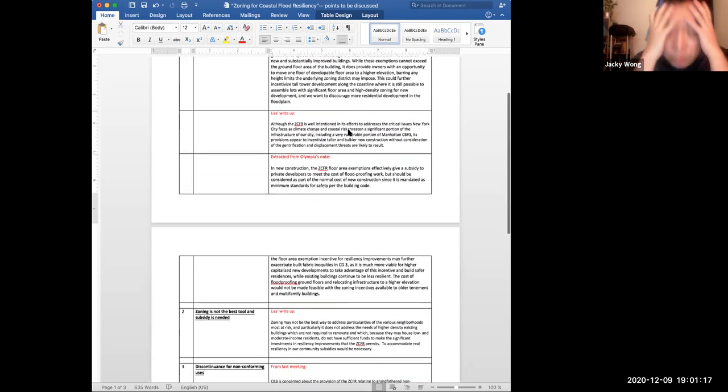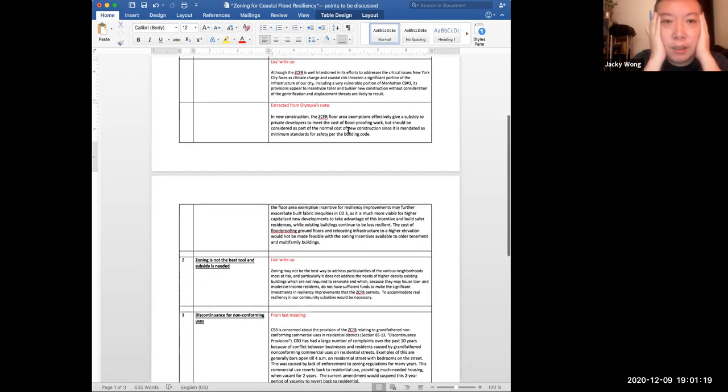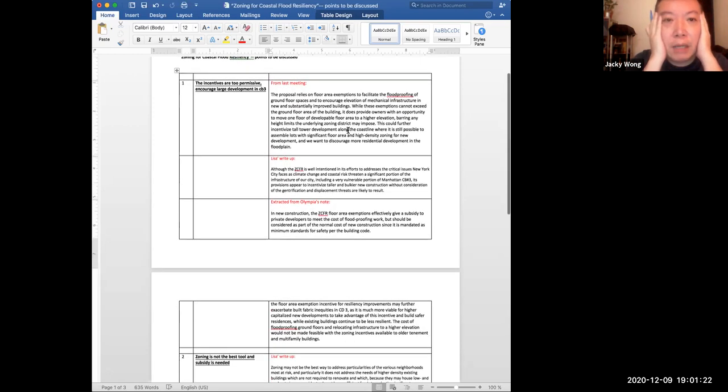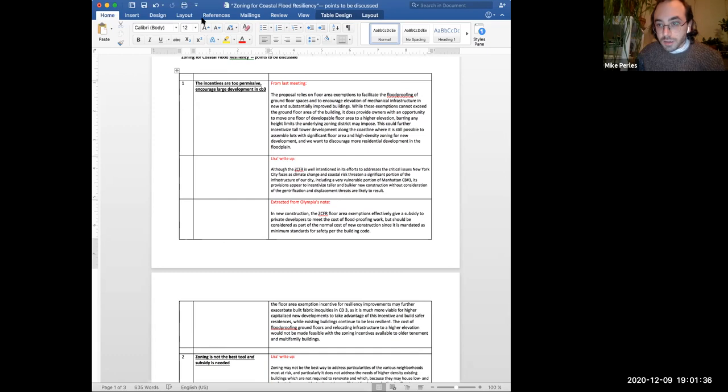I'm just not sure, if I agree with what Olympia said before, how this would reduce the cost for the developers to do the resilience improvement. I don't think she was saying it would reduce the cost. Yeah, I think she was saying that this is burdensome and is expensive, and big developers are more likely to be able to take on that cost than a small homeowner that already has an existing house in Brooklyn. I think that's what she was saying.